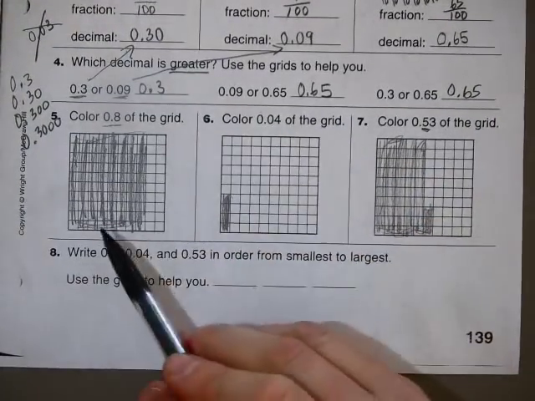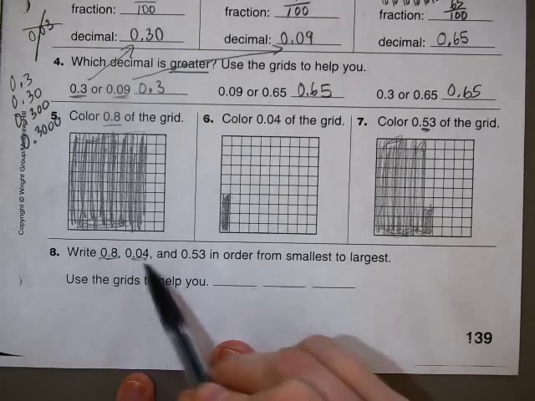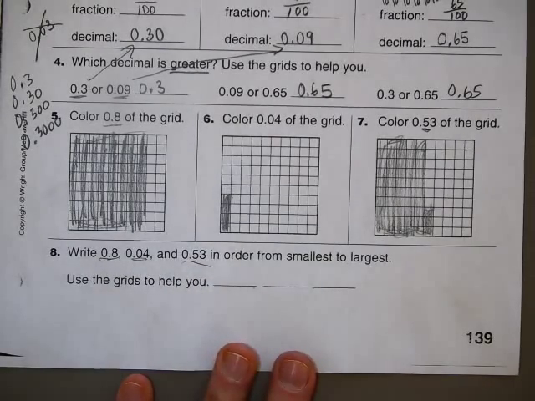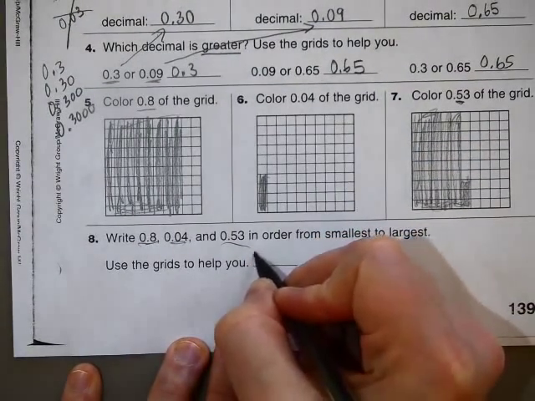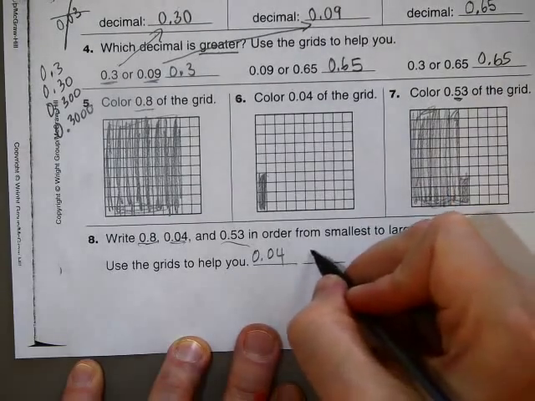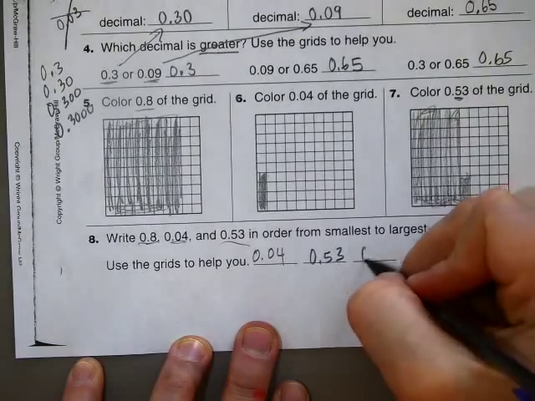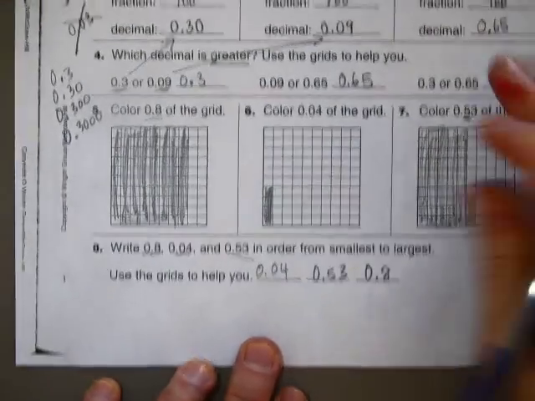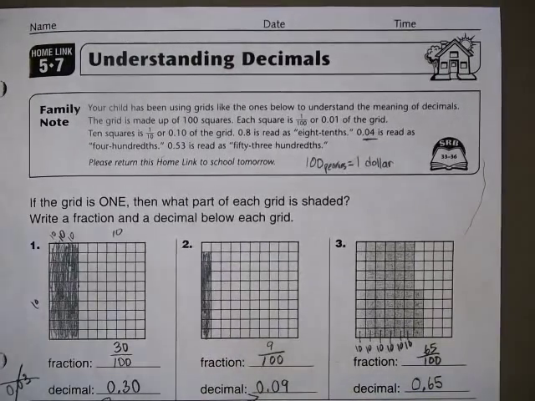Now, it's going to want me to use these numbers here, which are the same numbers here, and write them in order from smallest to largest. Well, I'm just going to look at my grids. I know this one is the smallest, 0.04. The next biggest would be this one, 0.53. And then the next biggest would be this one, 0.8. And that is home link 5.7, understanding decimals.